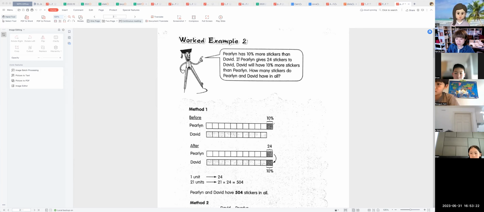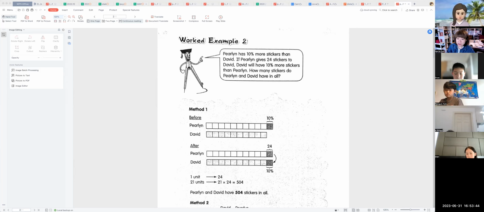So that means if he gave 24 to David, now instead of Pearland having 10% more than David, now it's David with 10% more than Pearland. Correct? So that means if you drew the drawing exactly, this 24 equals the 10%, correct? Okay, so let's take a look at this one.